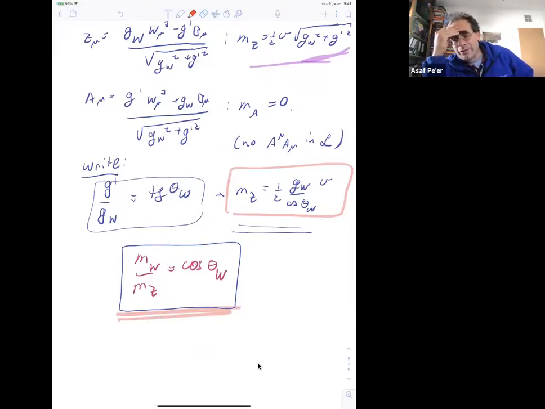Remember, when people wrote that in the 1960s, the masses of the W and the Z were measured in 1983. That was 20 years later. They didn't know about that. They didn't even know about the Z until 1973, I think. No, 1972. They wrote the theory back in the 1960s. The Higgs, we said, was 1964, and it was put in the theory in 1967 as part of the theory.